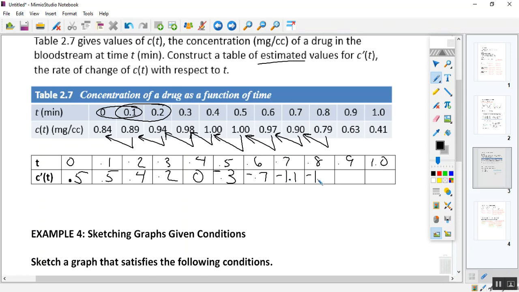This should be negative 1.4. This should be negative, what's 41 minus 63? Isn't that negative 0.22? Right? Oh, yeah. Thanks, Aubrey. And is the last one negative 2.2? Do we have that one right, Aubrey? Help me out here. Lord knows I'm making lots of mistakes.